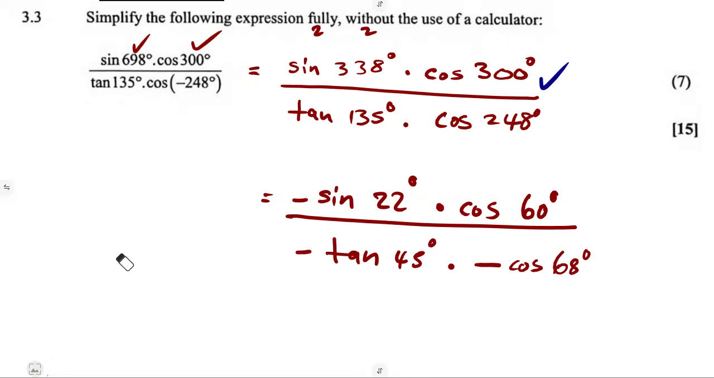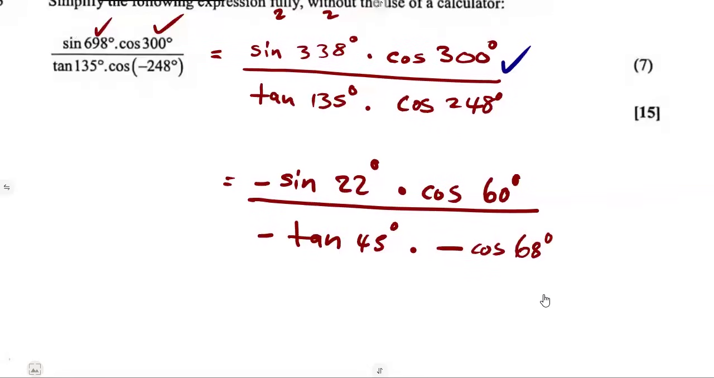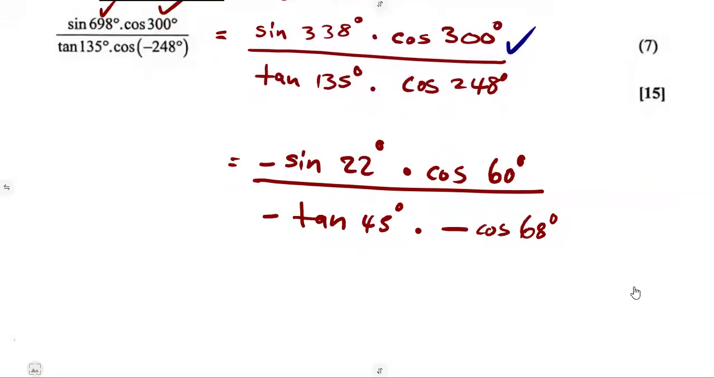This is where we are. At this stage, we can simplify what we can. All right, we can simplify, guys, what we can, like the negatives, we can cancel the negative there. Also sine 22, for now let's just leave it. Let's just leave this one and write sine 22 degrees times cos 60.